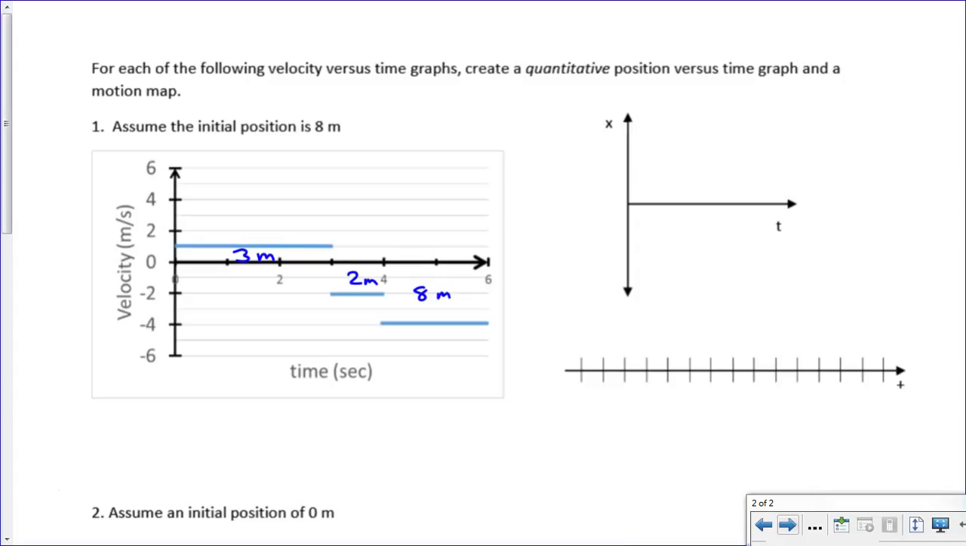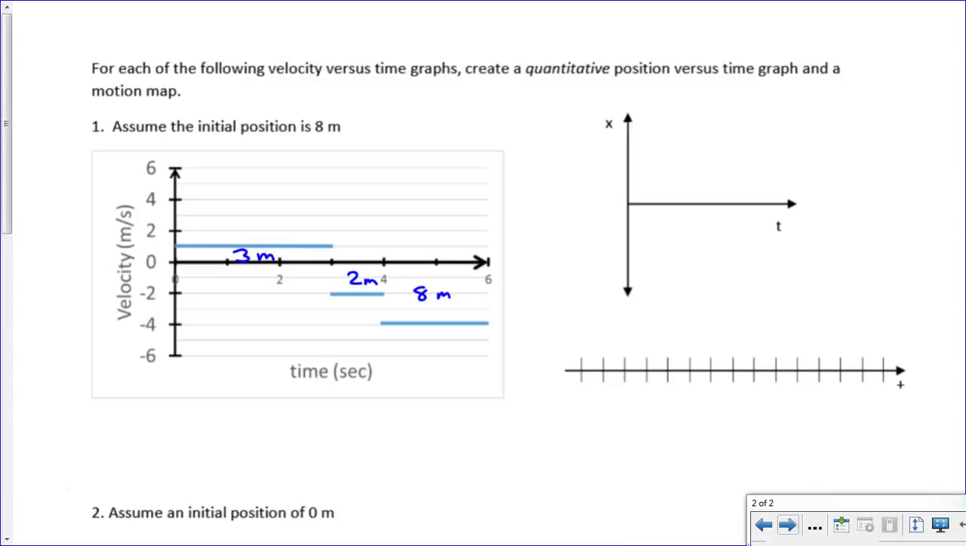And so if we're thinking about what happens here, we've got an object and it increases its position 3 meters in 3 seconds, or it's going 1 meter per second as it says, and then it goes down 2 meters in the next 1 second, and then it goes down 8 meters in the next 2 seconds, is what we see there. And so this can help with graphing.